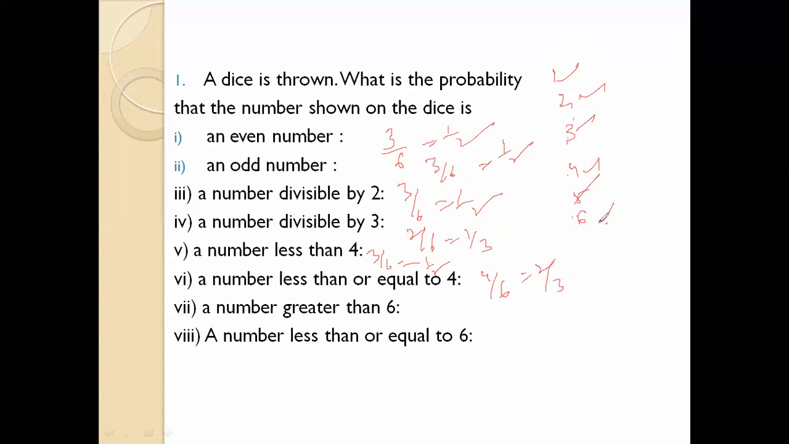A number greater than 6. No number is greater than 6, so that value is 0. A number less than or equal to 6. How many numbers are there? 6. 6 by 6. That value is 1. Some of the students gave the correct answer. Very good.